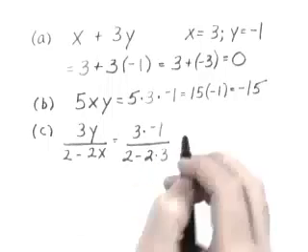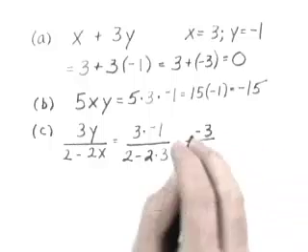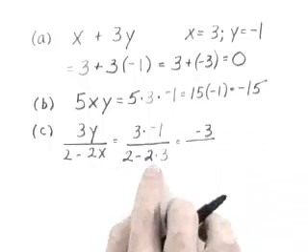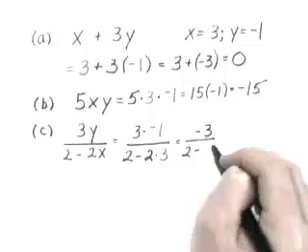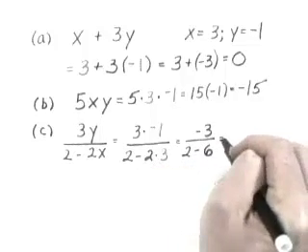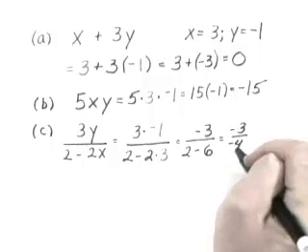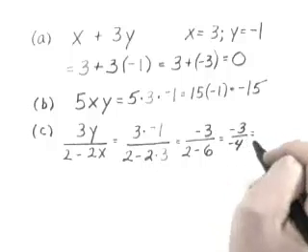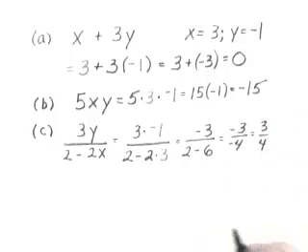3 times negative 1 in the numerator gives me negative 3. In the denominator, I need to do the multiplication first, so I'm going to have 2 minus 2 times 3 is 6. So I now have negative 3 divided by negative 4. 2 negatives make a positive, and I get a result of 3/4.